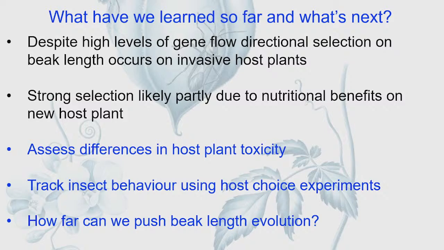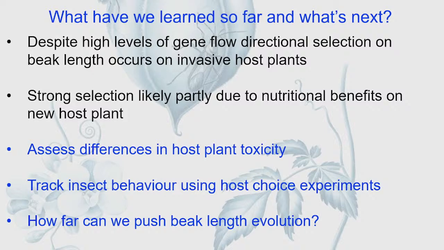So, despite high levels of gene flow, we see strong directional selection on beak length due to the utilization of invasive host plants. And we are arguing this is partly due to the nutritional benefits that we see in the lab. So in other words, these insects seem to lay more eggs, have more offspring, and those offspring develop quicker.